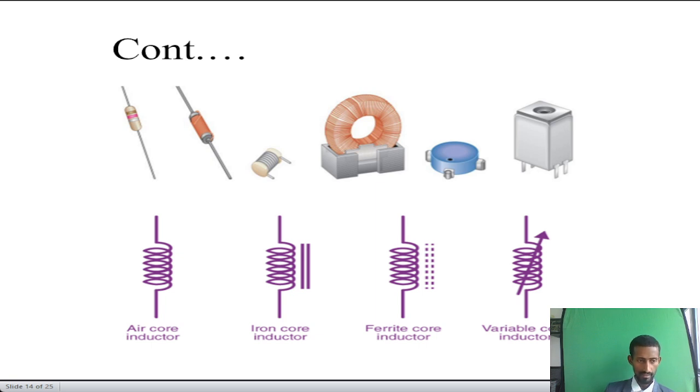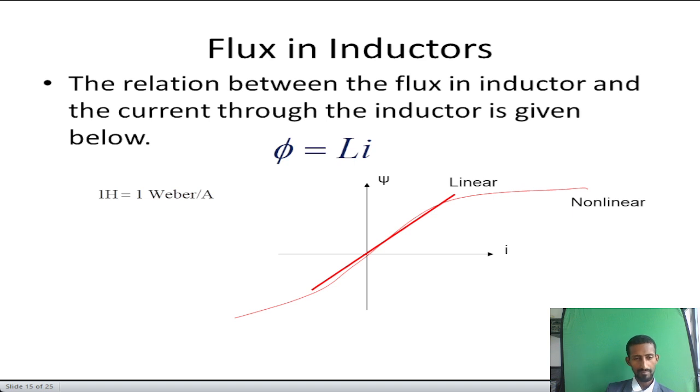And this is the symbol for an air core inductor, this is the symbol for an iron core inductor, and this is the symbol for ferrite core inductors. And this indicates, like that of a resistor, a variable type inductor.